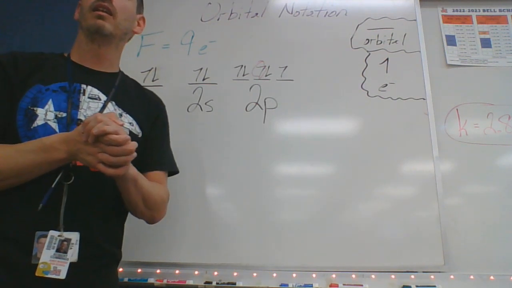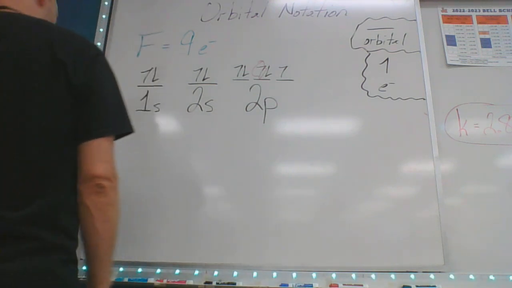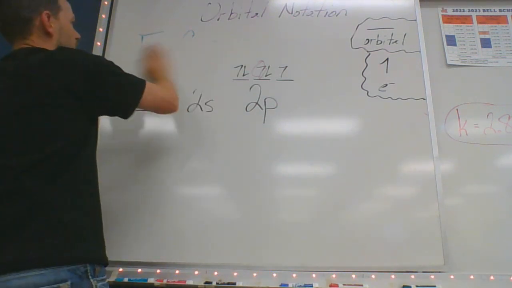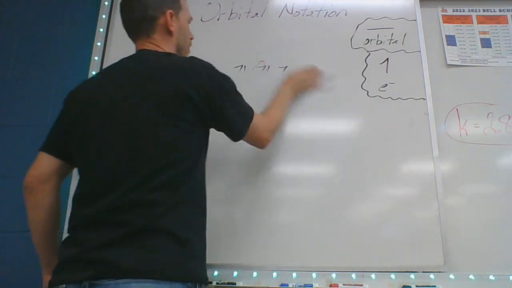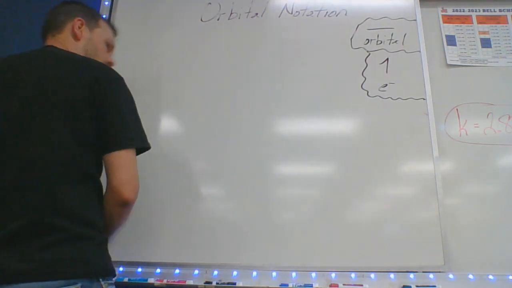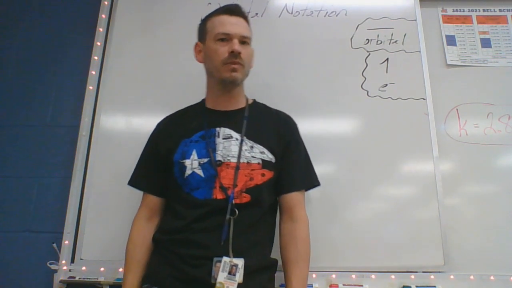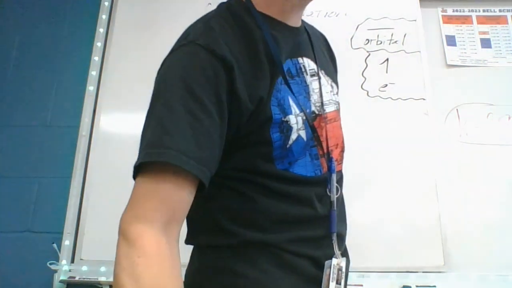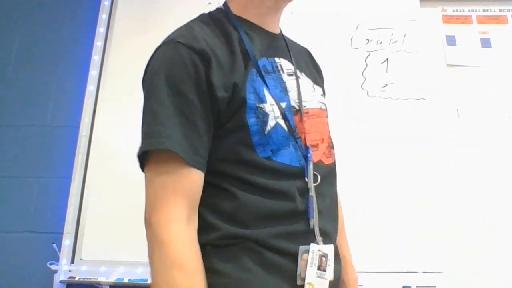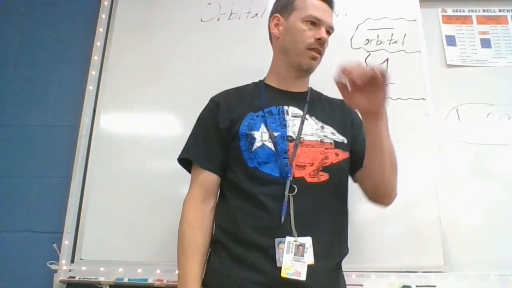All right, let's do another one from scratch. We'll draw some cards this time. Aspen's out there. We'll get you involved. All right, here we go. The next element we're going to do is titanium. That sounds fun.